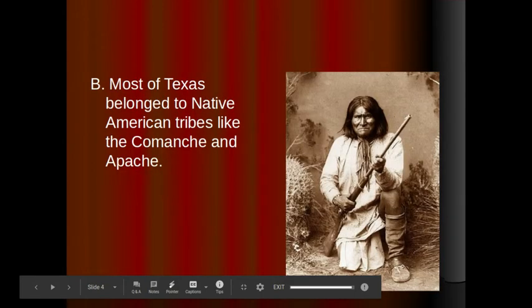Most of Texas belonged to Native American tribes like the Comanche and the Apache. A couple character traits: the Apache were Native Americans that were known to be warriors and fighters, and the Comanche were known for being good hunters. But both Native American tribes were pretty heavily affected by illness and disease at one point. Also, make note that these Native American tribes were enemies of one another. They did not get along.